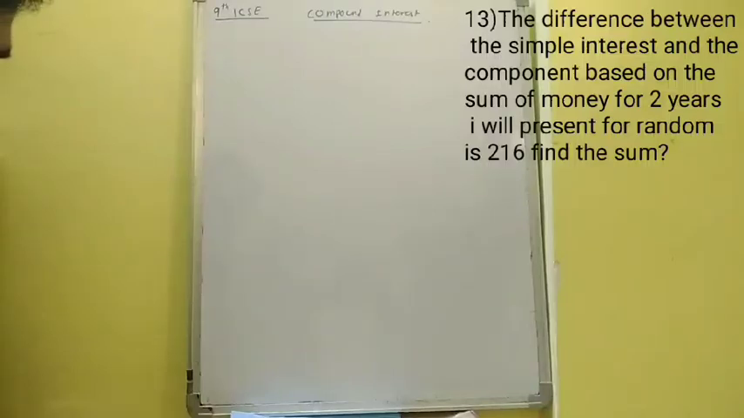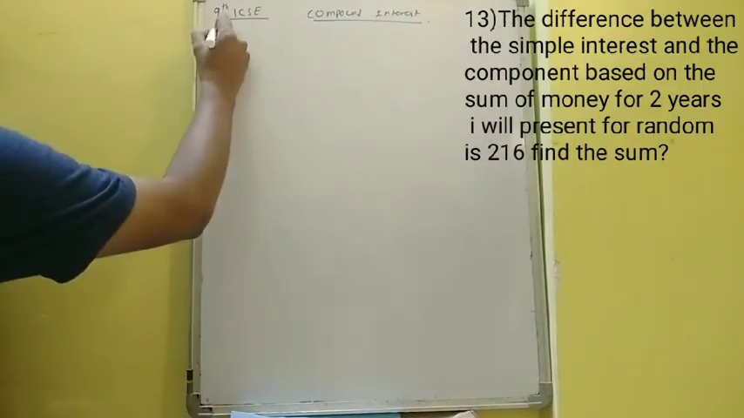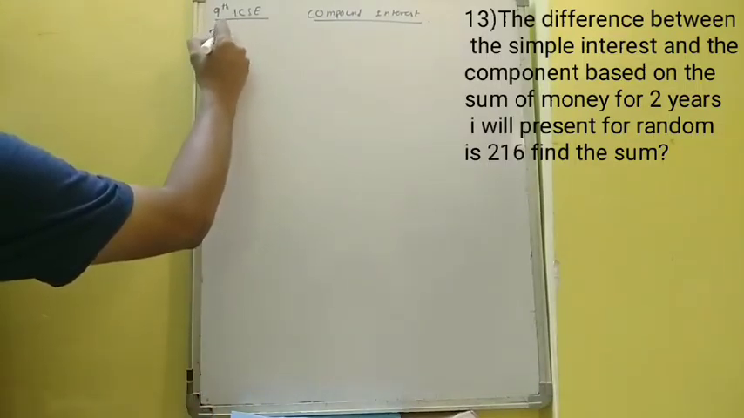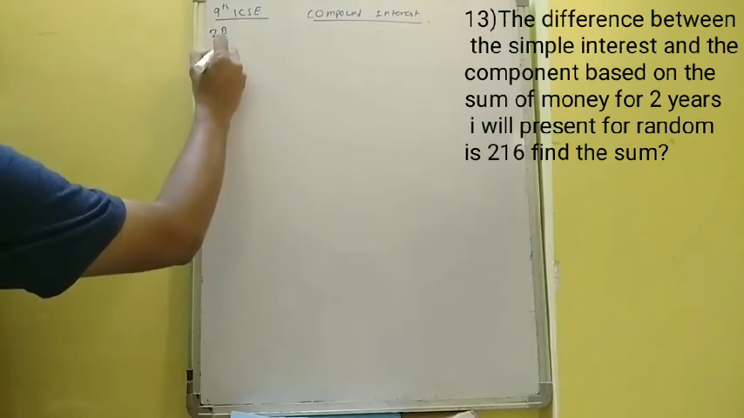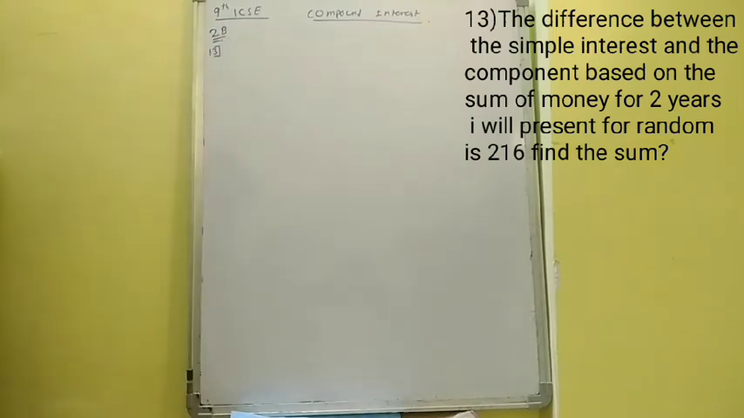Today we start with the next sum, that is the 13th sum of 2b. Okay, what is the question? The difference between the simple interest and the compound interest on a sum of money for 2 years at 12% per annum is 216. So find the sum of money.